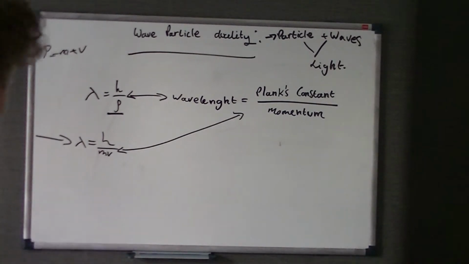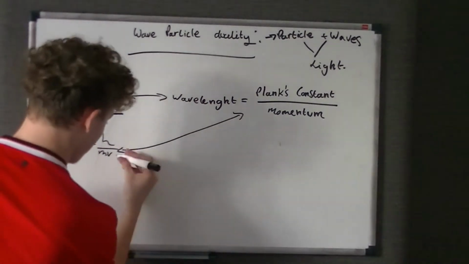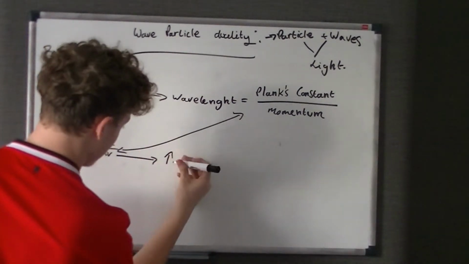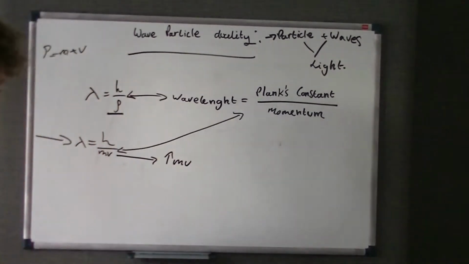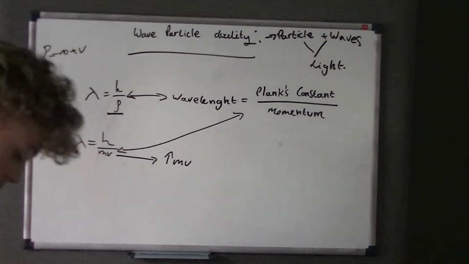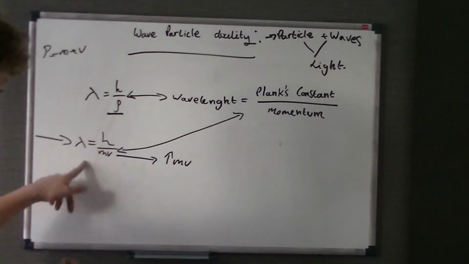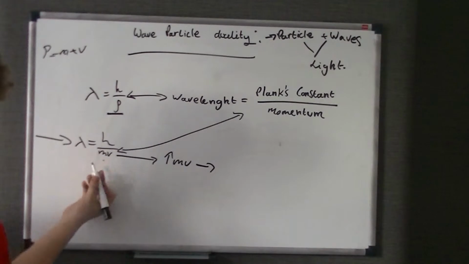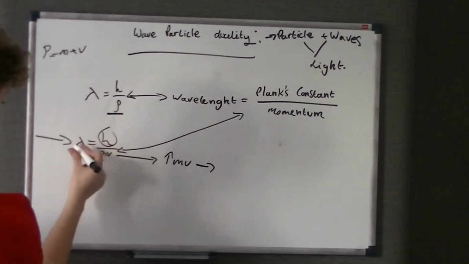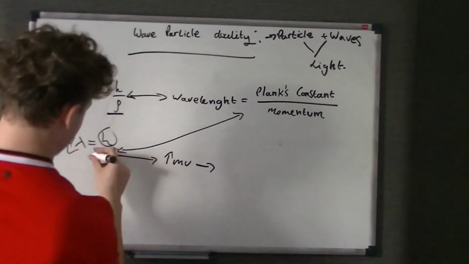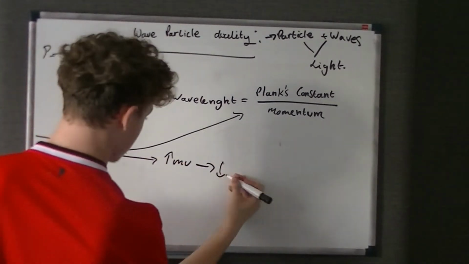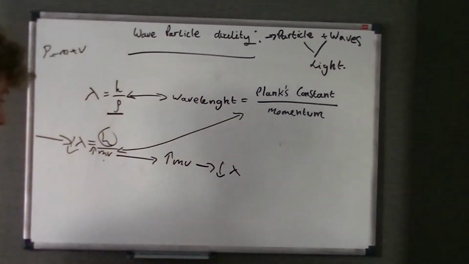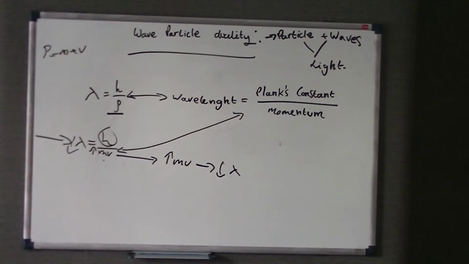If we increase a particle's momentum, so an increase in mv, as you can tell by the equation, we're going to decrease the wavelength. If we put a higher number in here and keep this number the same, we're going to decrease this number. So if we decrease lambda, we decrease the wavelength. That's just one thing you need to know.